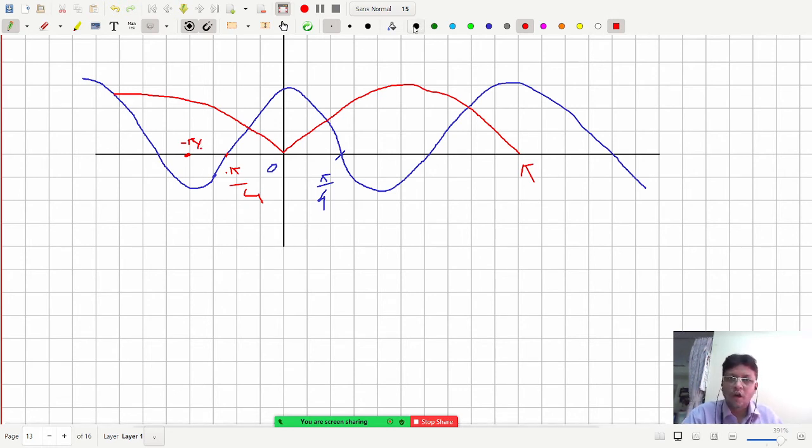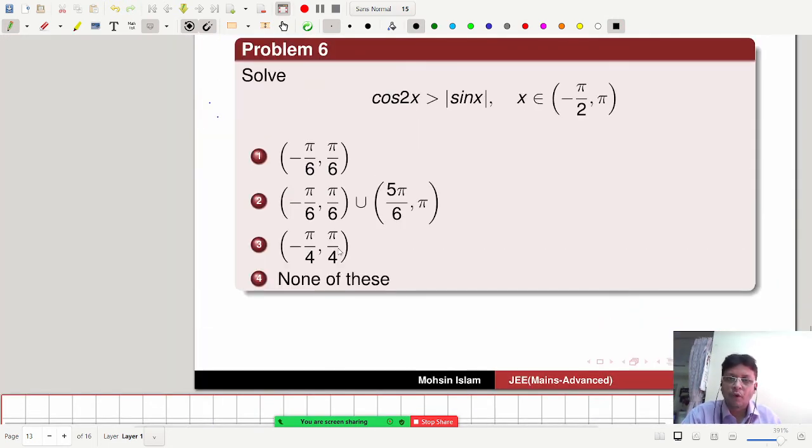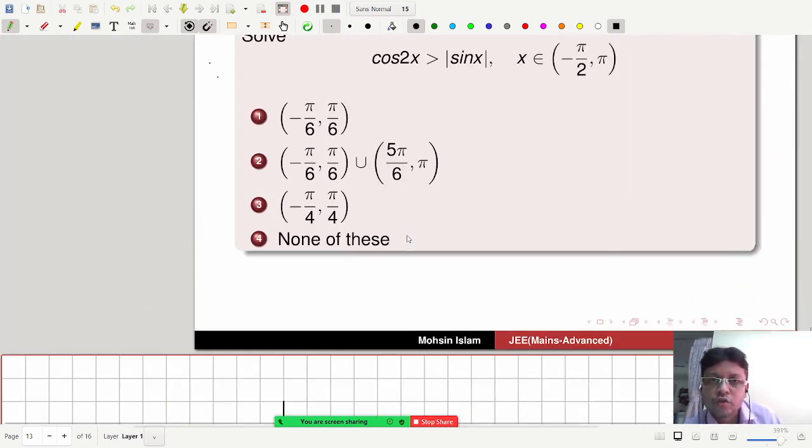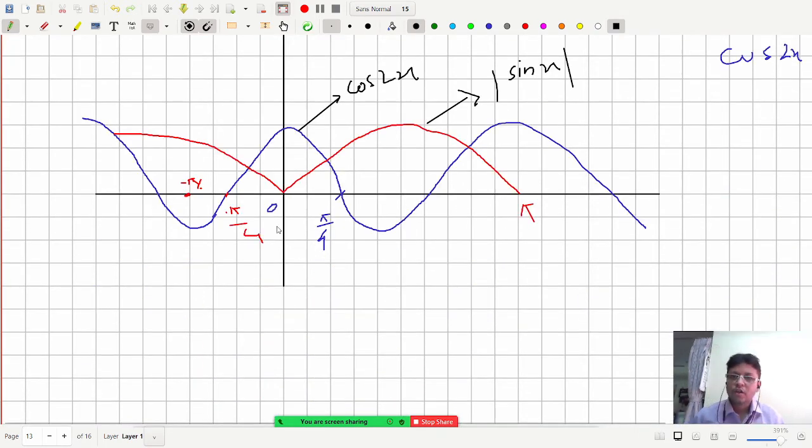So how many solutions, how many intersection points do you have? Okay, you don't have to find out the point of intersection. You have to find out the region where cos 2x is greater than mod sin x. So cos 2x is the blue one. This is your cos 2x. And your red one is the mod sin x, okay? So cos 2x is greater than mod sin x. Where you have cos 2x greater than mod sin x, that you have to find out.